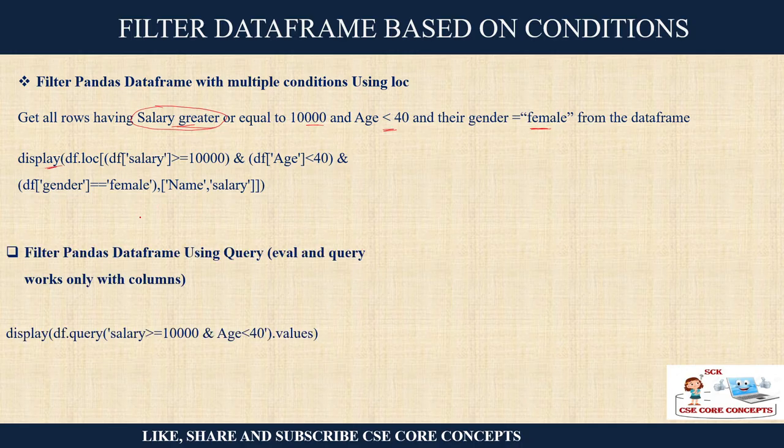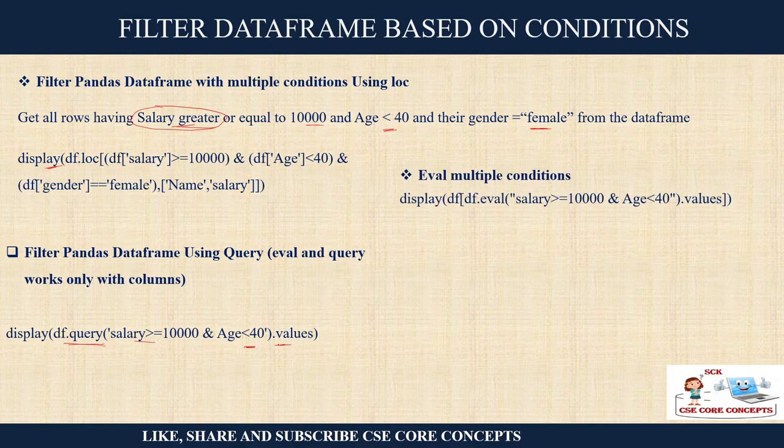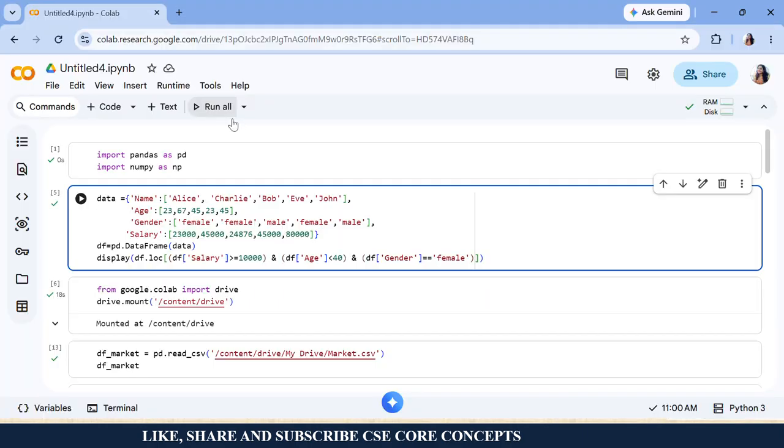Otherwise, there are two other ways by which you can do this. One is the dot query method, in which you just write down the query and the values, and it will return you the values. The second one is the eval method, which will also display the same thing. So let us try out one example for this.